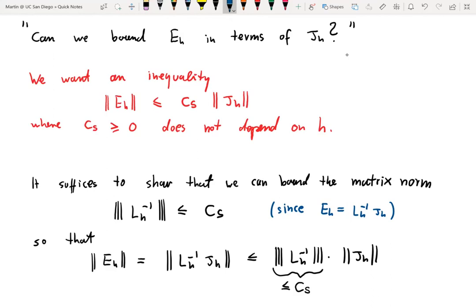Well, we remember that since LH times EH equals tau h, if LH is invertible, then we have EH equal LH inverse times tau h. So in particular, we can use some knowledge about matrix norms, which we have seen in 170a. We have that the norm of EH equals the norm of LH inverse times tau h. And then we can use an inequality related to matrix norms. Namely, we can bound this from above by the matrix norm of LH inverse times the norm of tau h.